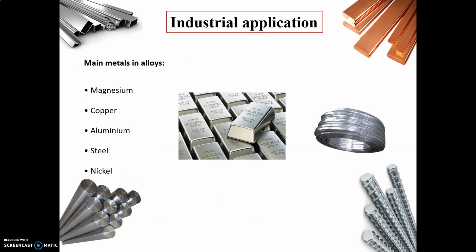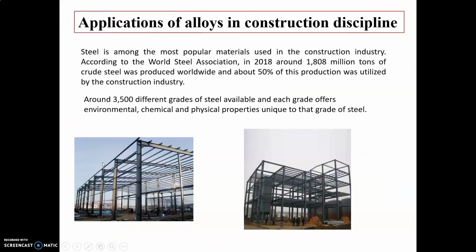Industrial applications of alloys. There are some major metals which play a vital role in the alloying process. Number 1 is magnesium, number 2 is copper, then aluminum, steel, and nickel. Application of alloys in construction disciplines. Normally, alloys are used in almost all the disciplines, but more specifically the construction discipline plays a vital role because almost all the properties of alloys are utilized here.